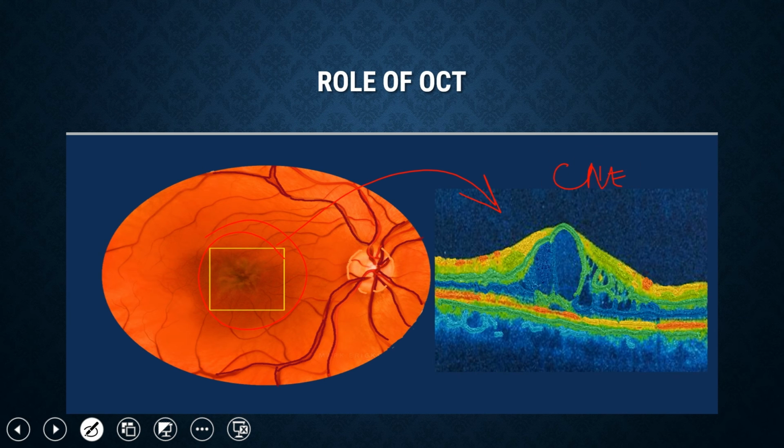Right now, apart from that, sometimes you might also see a membrane in front of the macular area, and that is called an epiretinal membrane. So those are 2 conditions where OCT can help you: to detect cystoid macular edema and epiretinal membrane.